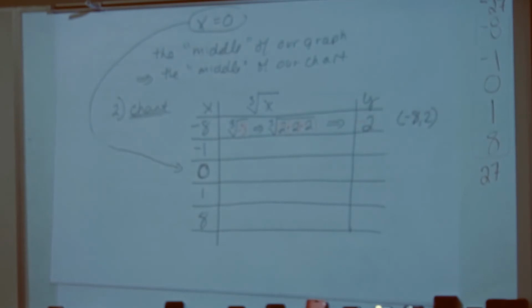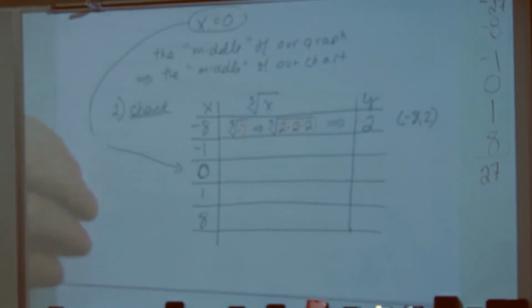Now, the reason I chose 8 is that it's made up of 3 of a kind. It's 2 times 2 times 2. And that's the only reason why? It's the only reason why. I want 3 of a kind. I want it to pop out perfectly. 3 of a kind, index is 3, boom, nothing left underneath the radical. All right, I was definitely thinking. Cool. Okay.